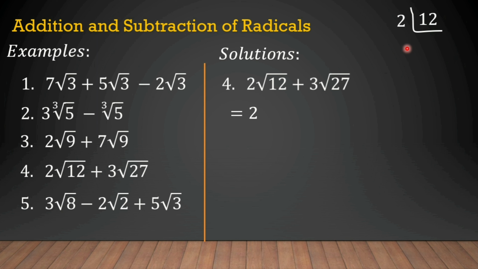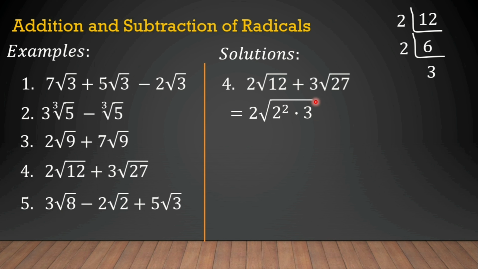So, 12 divided by 2 is equal to 6. 6 divided by 2 is 3. So, the prime factors of 12 are 2 squared times 3. So, 2 squared dahil dalawang 2, tapos times 3.